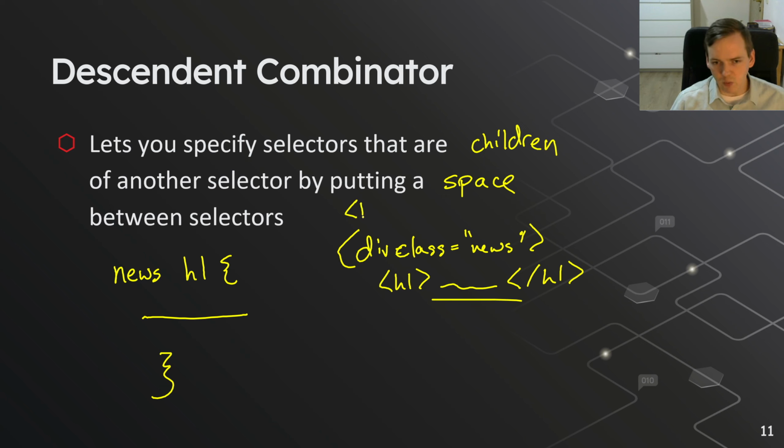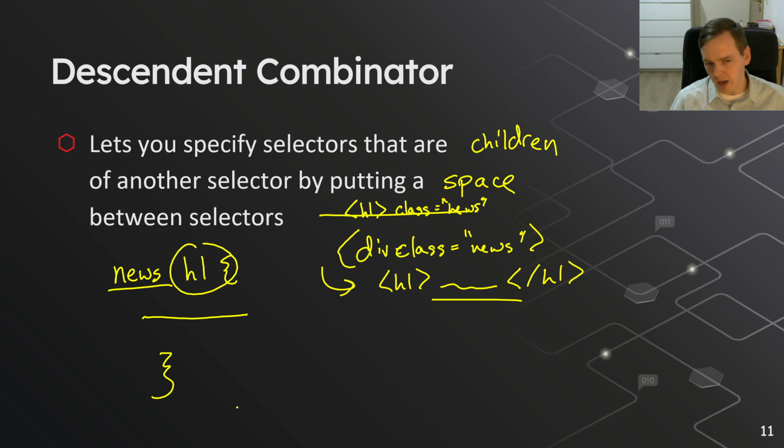But if I have an H1 outside of it, even if this also has class equals news, this one would not get it because we need to have it be a child of the news section. So if there's something that has a category or whatever this first selector applies, only embedded elements with the second and or third and or fourth selector have this apply.